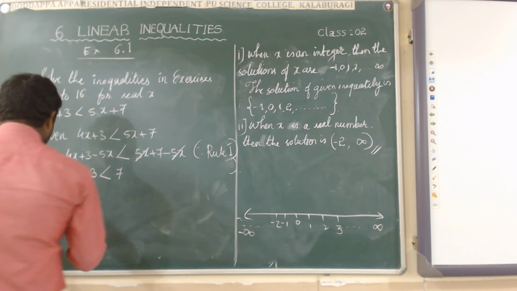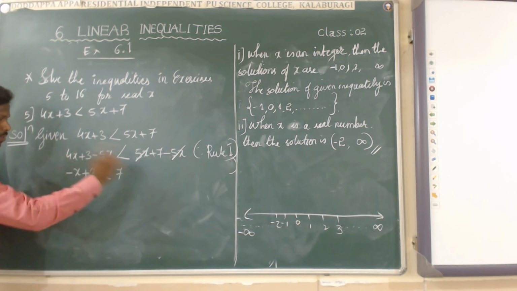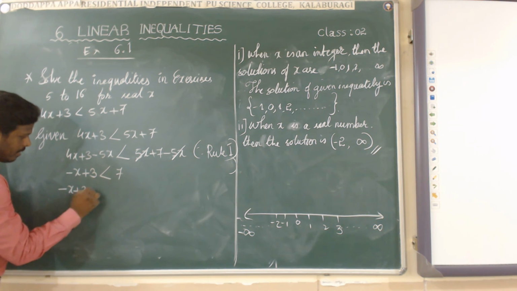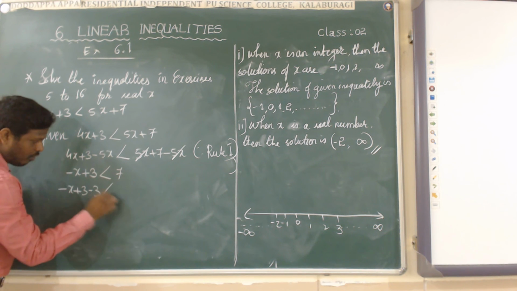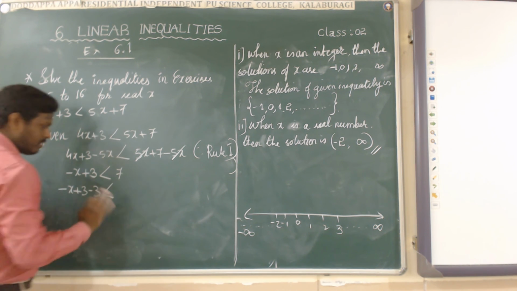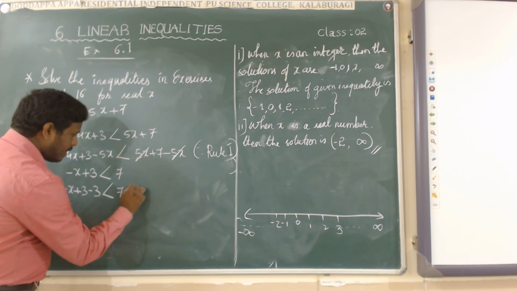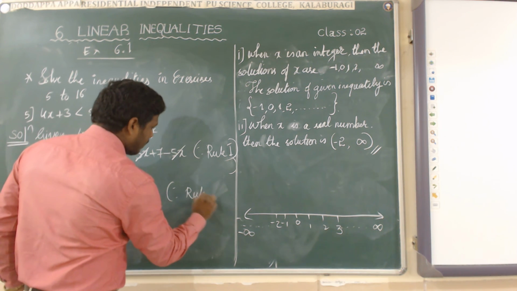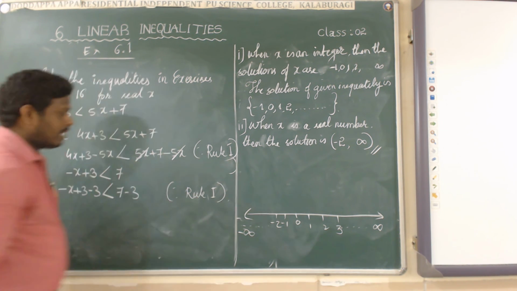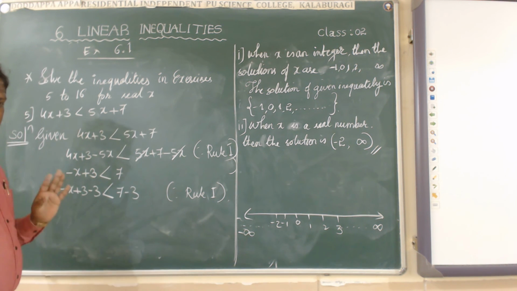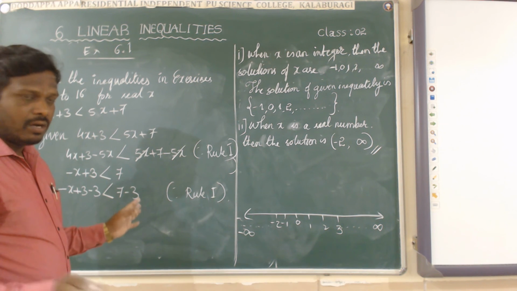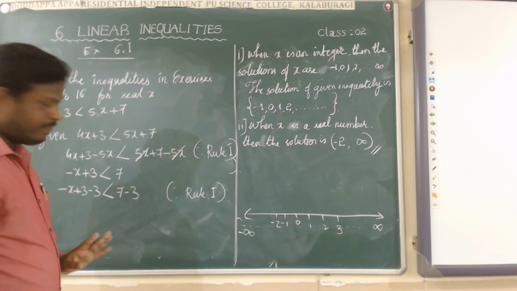Okay. Again, I am going to subtract minus 3 on both sides. Minus x plus 3 minus 3. The sign will not alter, not reverse. Okay. 7 minus 3. Again, by using the rule first only. Okay. I will not write words in words: add, subtract, multiply, divide, that like. I will not write now. I will write directly. Okay.